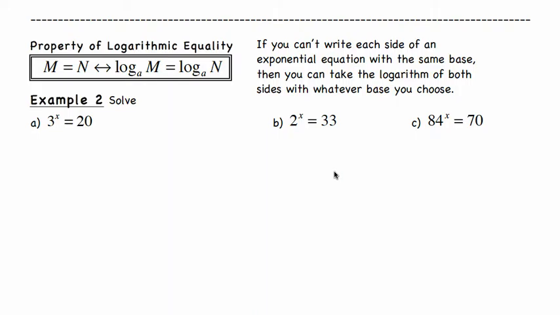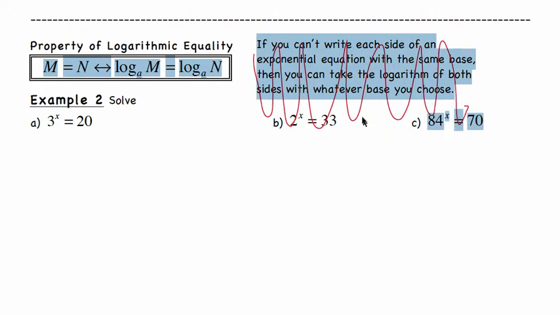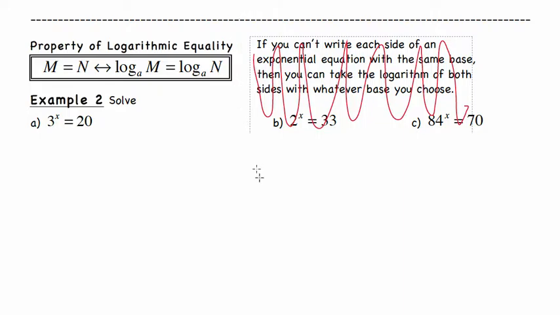Number 26 uses this property of logarithmic equality. What the rule says, and just ignore all this right here: if you have an equation with something on either side, you are allowed to log both sides with whatever base you want. And typically when we solve a problem, we'll log with base 10 because we have that base 10 on our calculator.